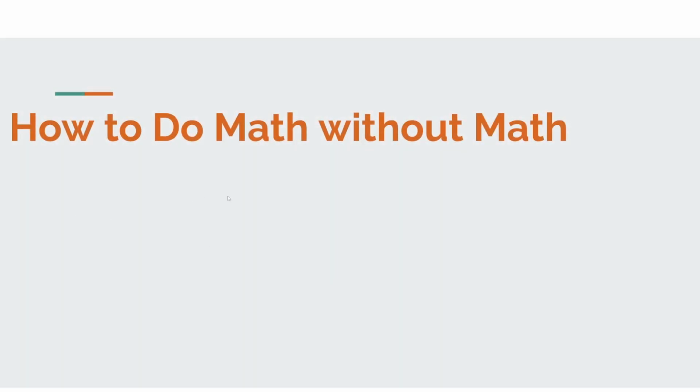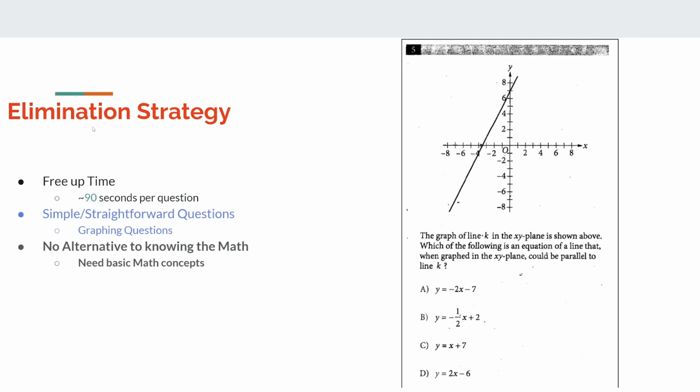So this video will show you a strategy to do math without doing math. And this strategy is the elimination strategy. This strategy is very useful because it frees up a lot of time. On the math section of the SAT, you're given roughly 90 seconds per question, but with this strategy, you can do these questions in less than half that time.